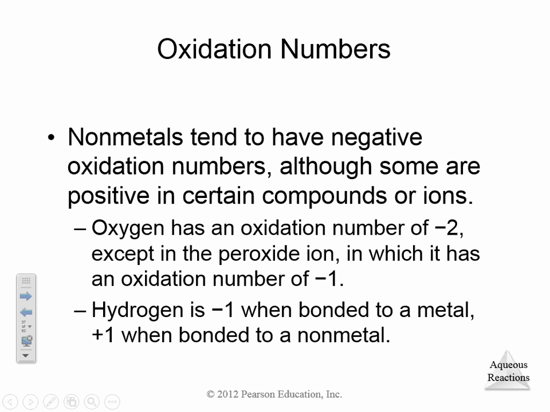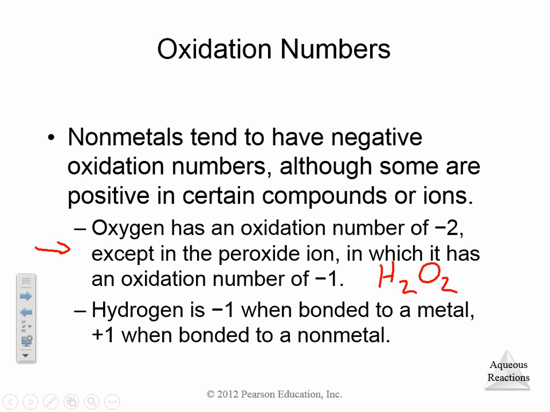Special rule about oxygen. Oxygen has an oxidation number of -2, except in peroxide, in which it has an oxidation number of -1, and peroxide is H2O2 if you don't already know that. So just a little heads up there, oxygen has an oxidation number of -2, except when it's in peroxide.